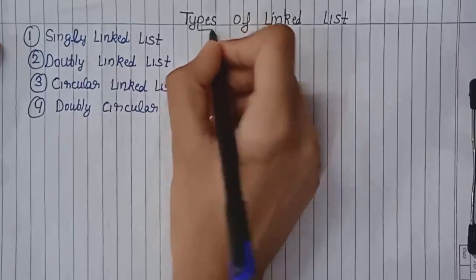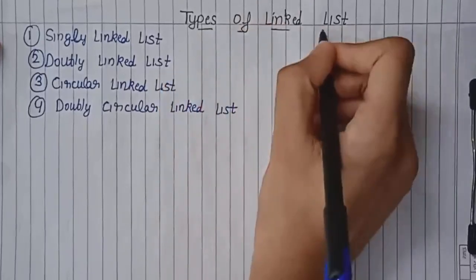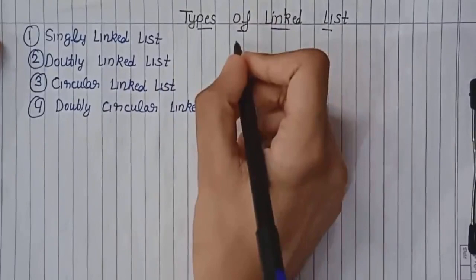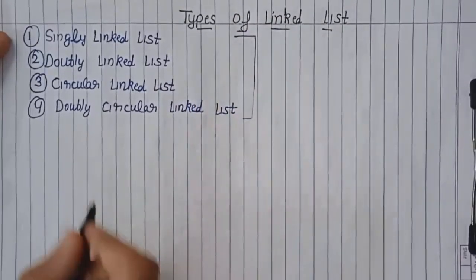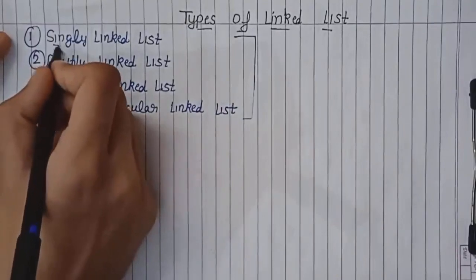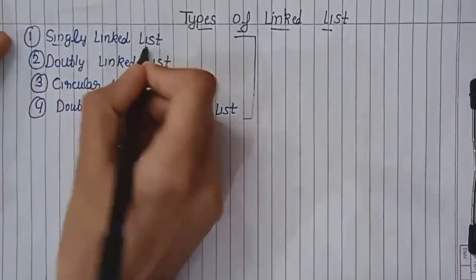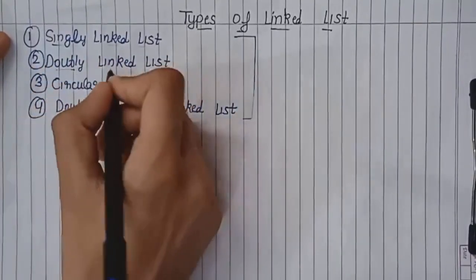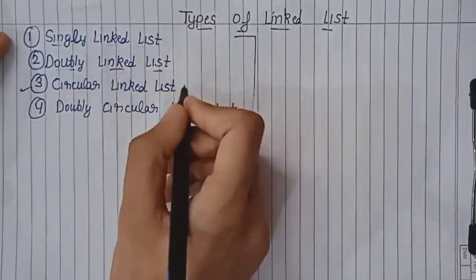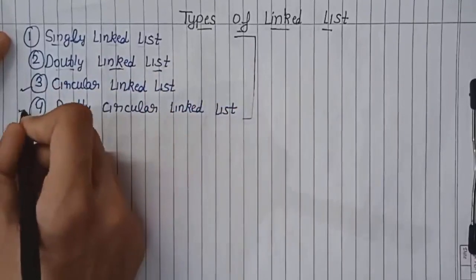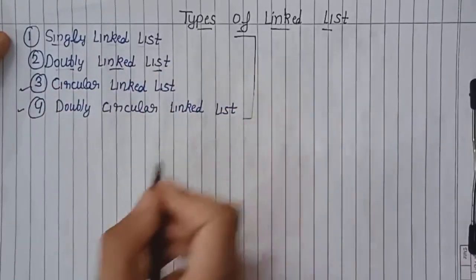So, types of linked list. Basically there are four types of linked list. The first one is the singly linked list. The second one is the doubly linked list. The third one is the circular linked list. And the fourth one is the doubly circular linked list.